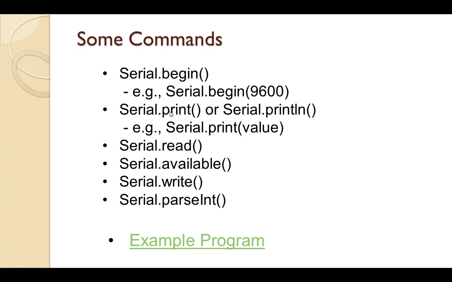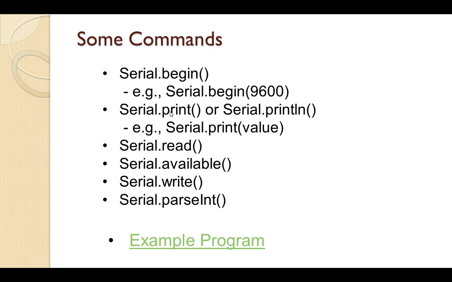Serial.begin with the baud rate, that is 9600. Either we can give serial.begin directly, where by default it will take 9600, or if you are using other serial communication devices like GSM or GPS, we have to mention which baud rate we are working on. Serial.print is to give the output. Serial.println will print and go to the next line.